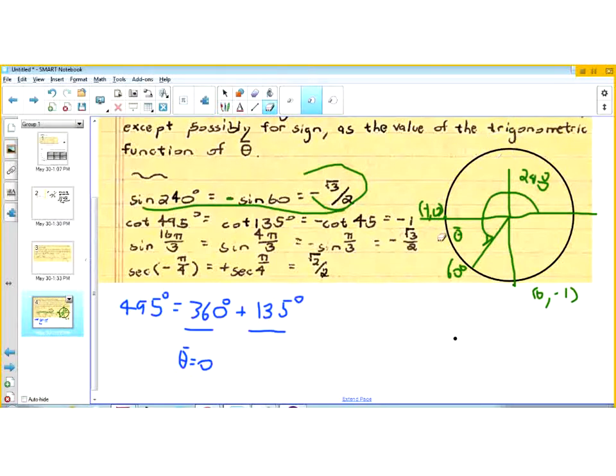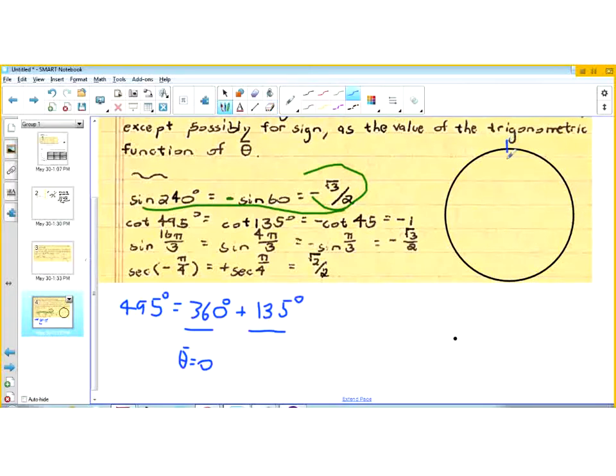Let's see what that would be. Theta bar for 135.